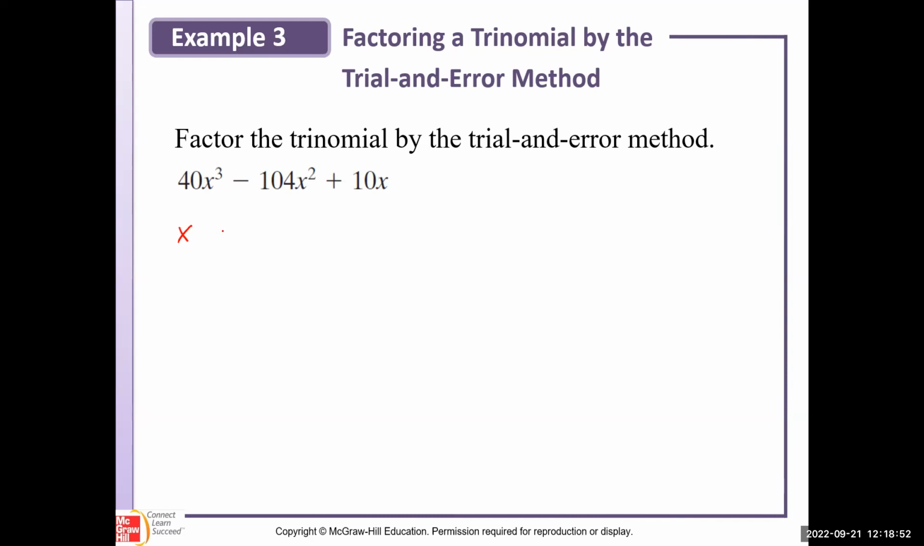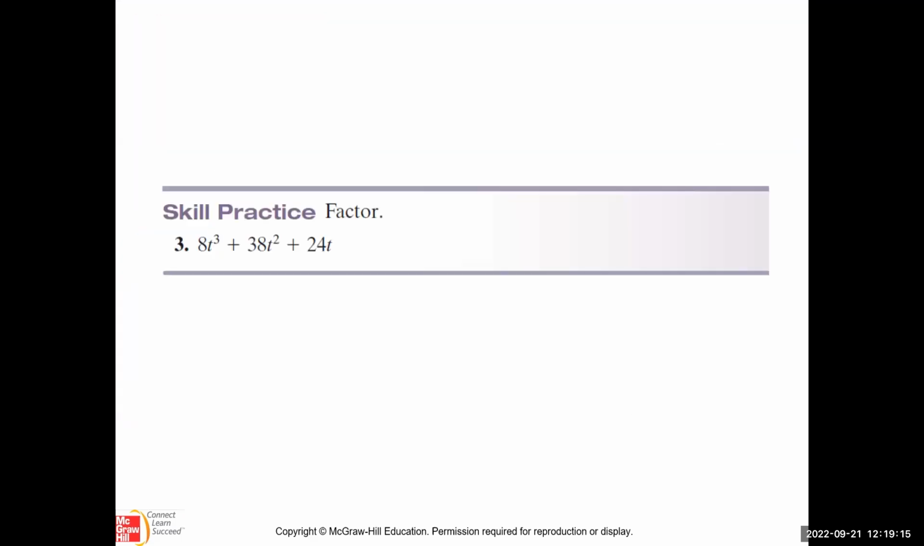And so what I'm trying to see is, are there values here that will divide each one of these evenly, right? And so if I try 2, 40 divided by 2 is going to give me 20. 104 divided by 2 is going to give me 52. And then 10 divided by 2 is going to give me 5. And so I'm going to try 2x, right?